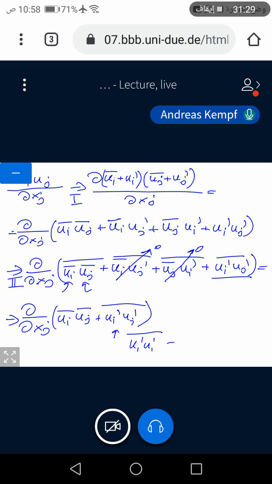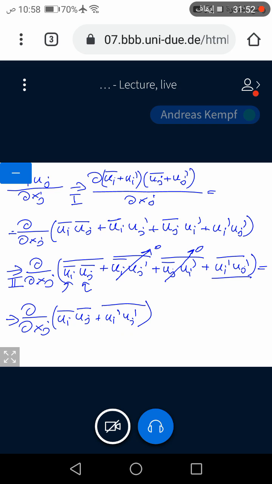It gets even more interesting if we have ui's and uj's in different directions. So we might have u1 prime times u2 prime. So the velocity in the x component times the velocity in the y component. Because if these are correlated, we end up with stresses. Okay?